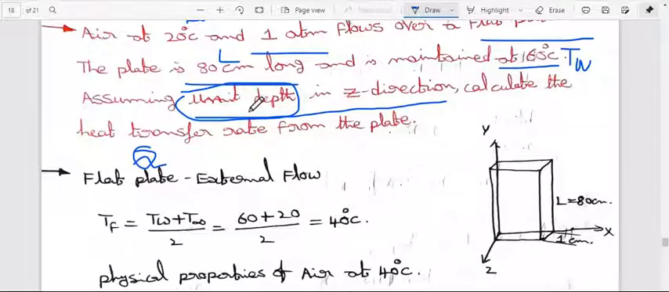So is it turbulent or laminar flow? How can you identify that?